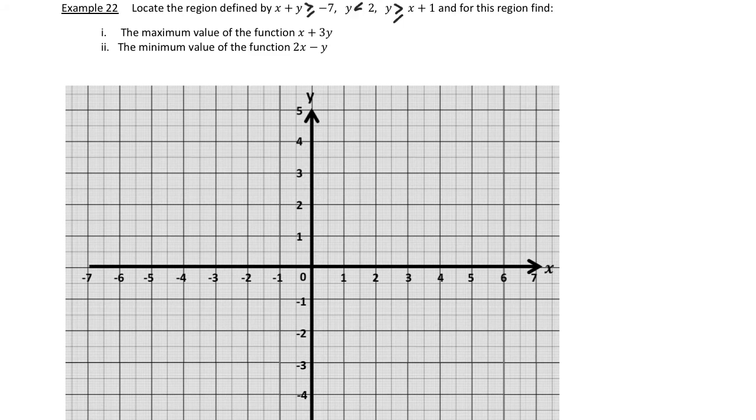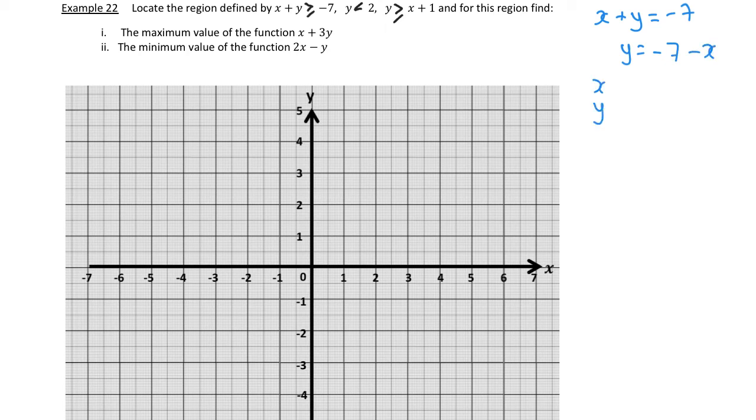So we've got the region bounded by x plus y is less than or equal to minus 7, y is bigger than 2, and y is less than or equal to x plus 1. So if we consider x plus y equal to minus 7, because that's what the inequality is going to be based on, to do that, we will write it as y equals minus 7 take away x.